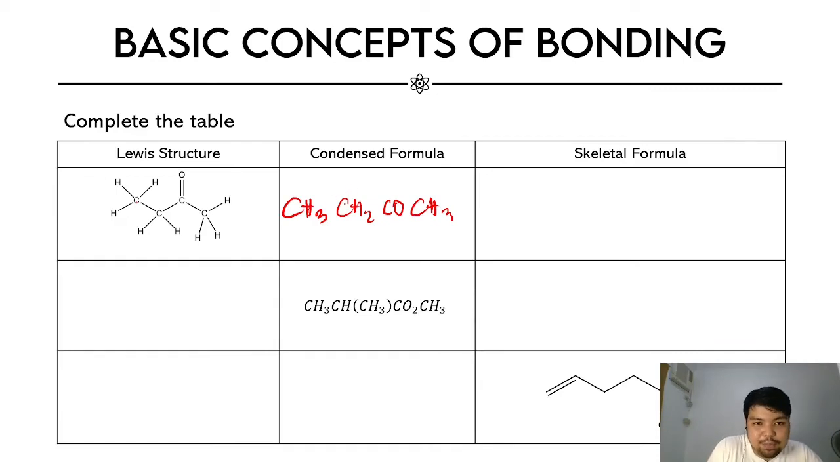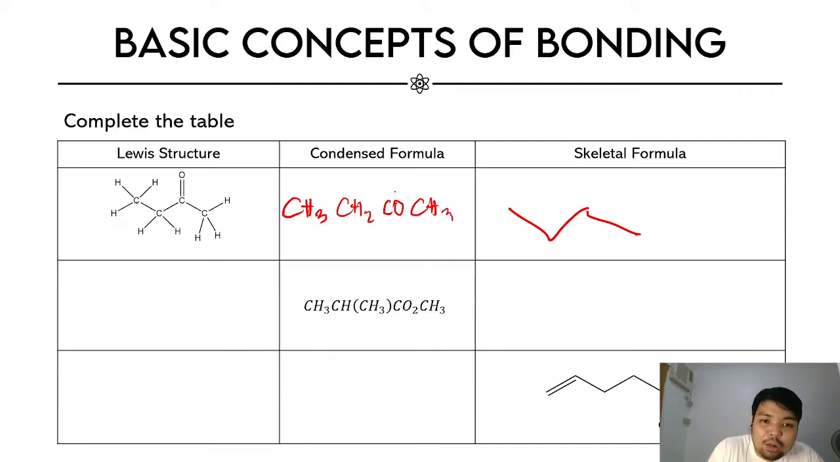So again, going back, we draw this one here for the 3rd carbon atom, then we draw another line here for the 4th carbon atom. And since the 1st, 2nd, and 4th carbon atoms are only connected to hydrogen atoms, we don't show that here in our skeletal formula.